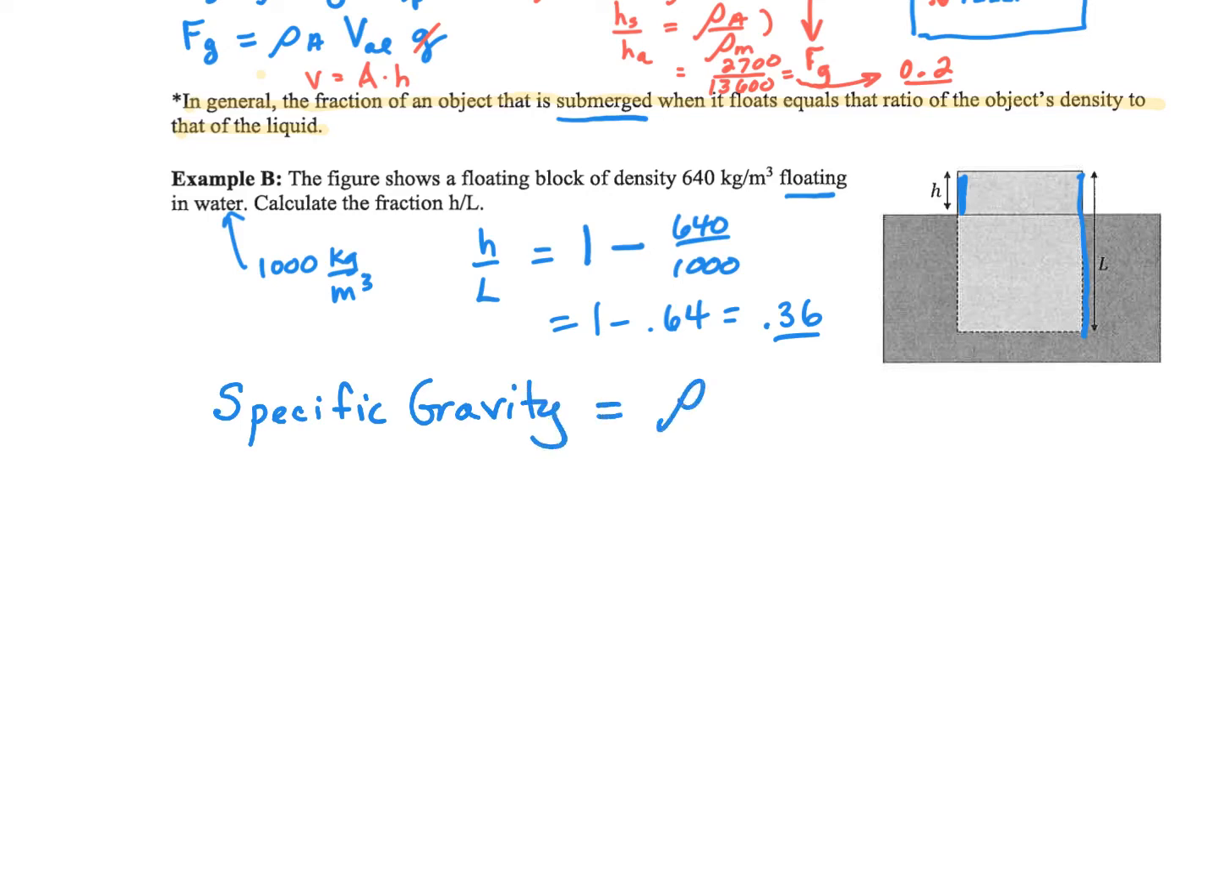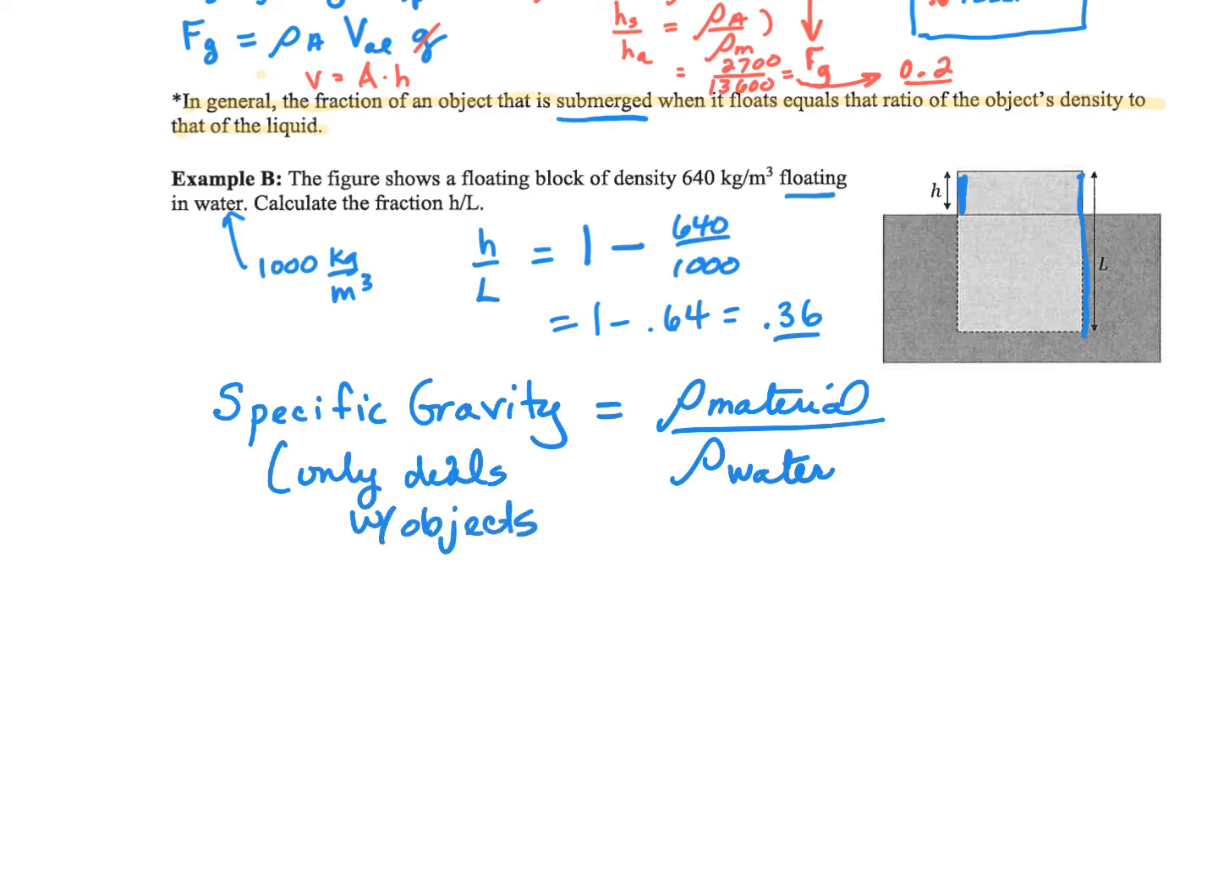Specific gravity is equal to the density of the material divided by the density of water in particular. Specific gravity only has to do with water, okay? So if you need to know the specific gravity of something, now, we also know this, don't we?